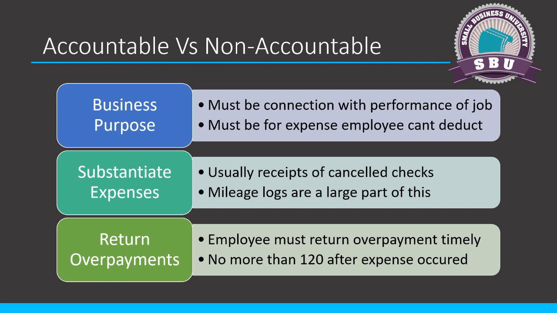And they have to return that money in a certain time frame, no more than 120 days after the expense occurred. So if they incurred an expense on January 5th and turned in an expense report on April 5th, let's say, then they really need to, in the next 30 days, reimburse the company for whatever they were overpaid, because that would be within that 120 days when the expense occurred.